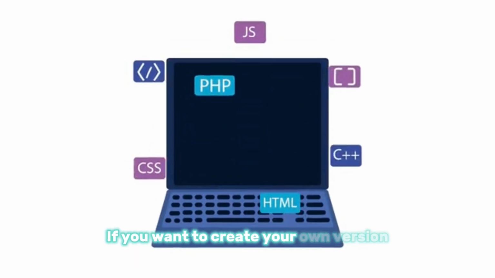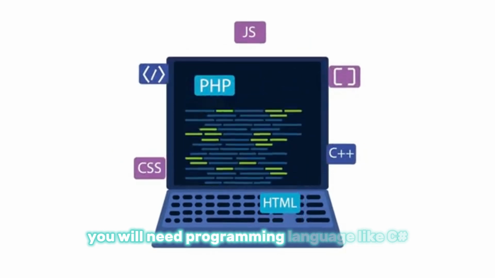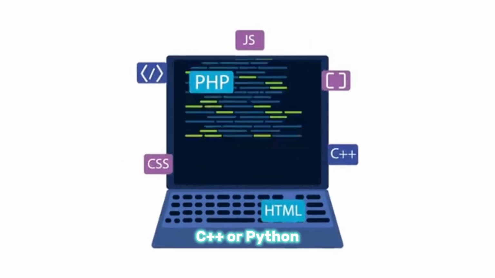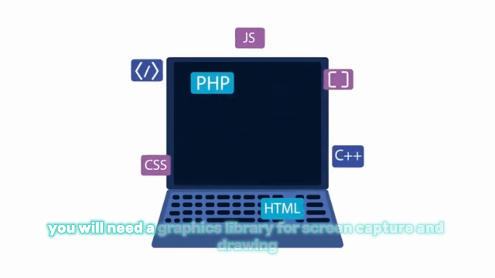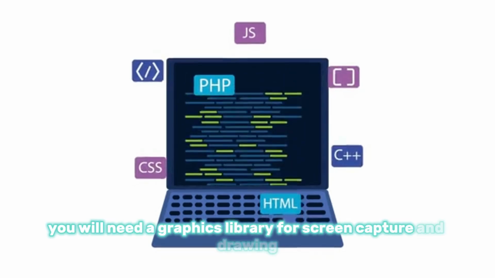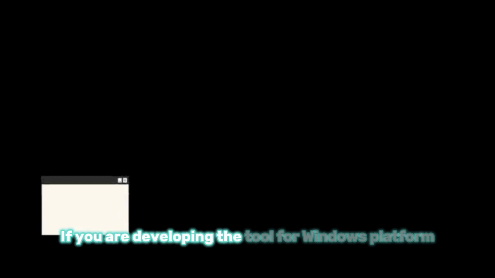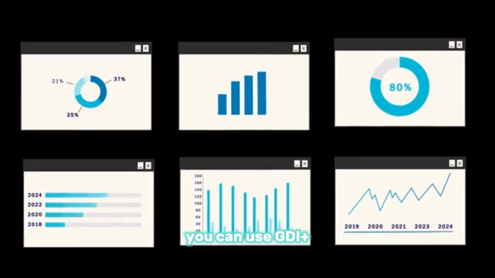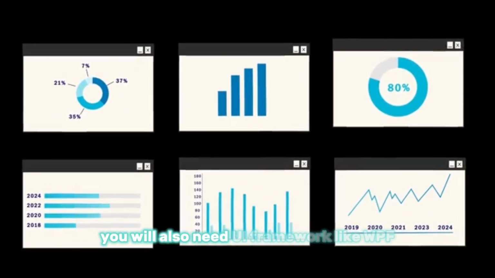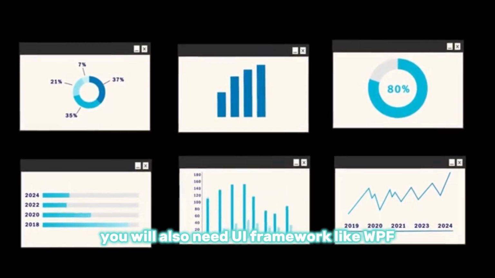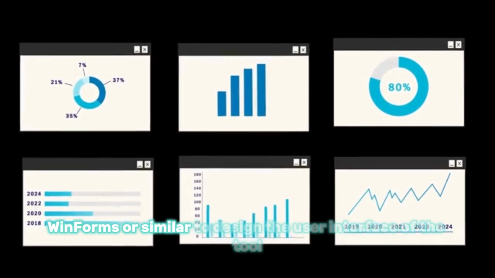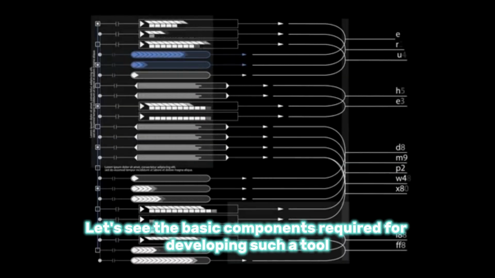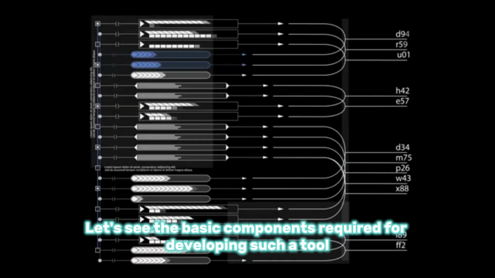Now, let's see how you can create a similar tool. If you want to create your own version, you'll need a programming language like C#, C++, or Python. Apart from this, you will need a graphics library for screen capture and drawing. If you are developing the tool for the Windows platform, you can use GDI+. On top of this, you will also need a UI framework like WPF, WinForms, or similar to design the user interface of the tool.